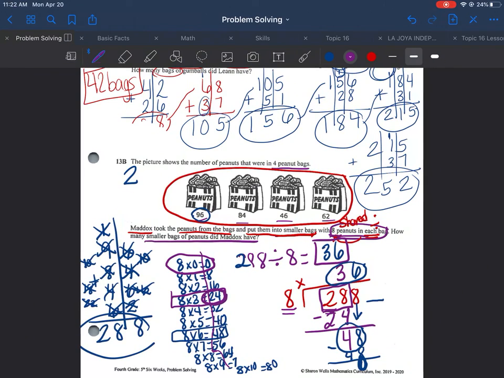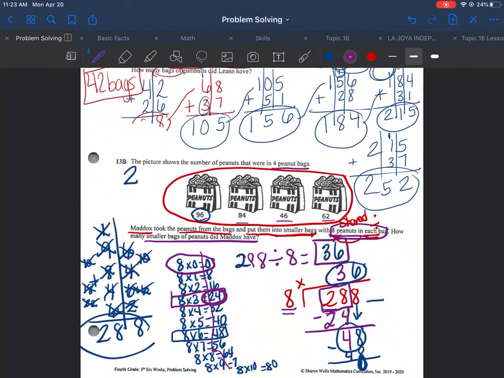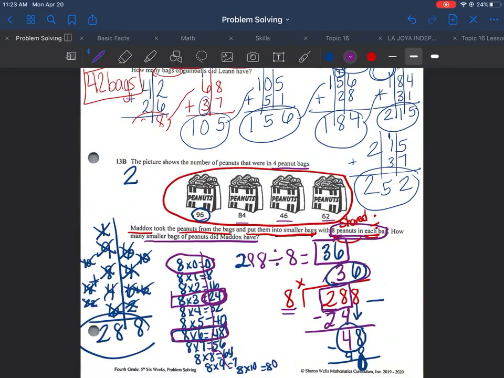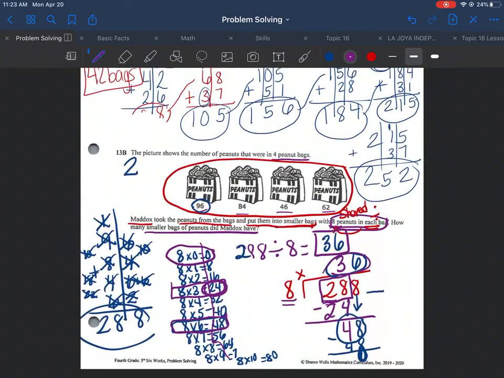I'm going to go to my products. Do I have a 28? I do not. So I'm going to use 24. So I'm going to say 8 times 3 equals 24. Subtract. 28 minus 24 is 4. So now we bring up. So I have 48. Do I have 48 in my products? Yes, I do. It's going to be 8 times 6 equals 48. 48 minus 48 is 0. Notice that we got the same answer, which was 36.